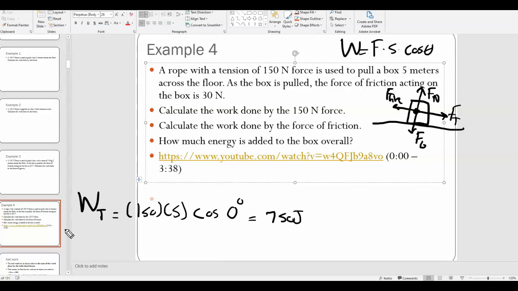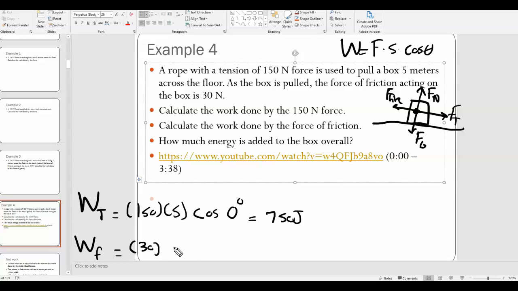Now, what is the work done by the force of friction? So I'm going to write WF, work done by friction. When I do this calculation, by the way, I'm putting 30 and I'm not putting negative 30. And somebody's going to say, but shouldn't the force be negative because it's going in the negative x direction? You don't need to worry about that in the equation because the cosine theta, the angle will take care of that. So you're only plugging the magnitude of F and the magnitude of S into this equation.